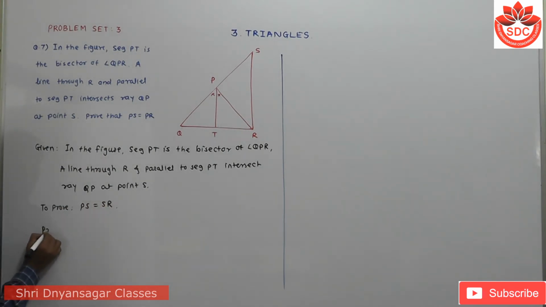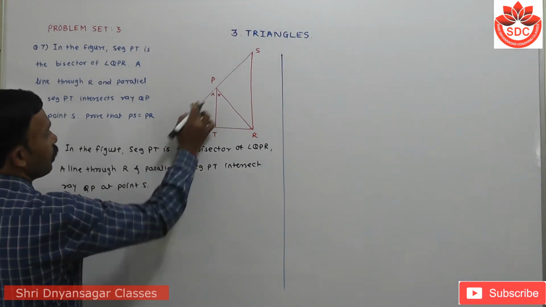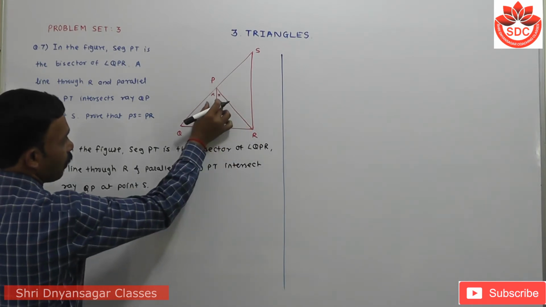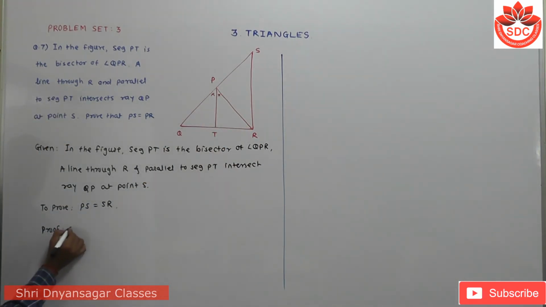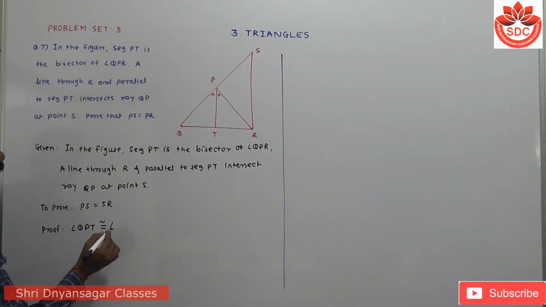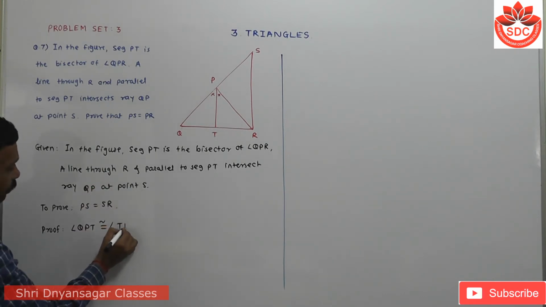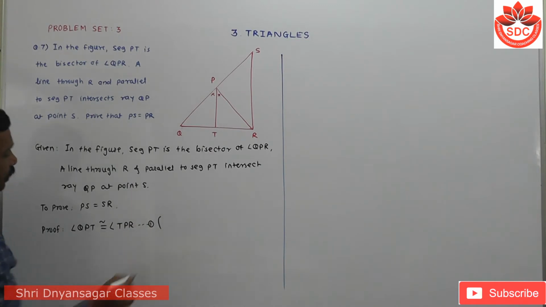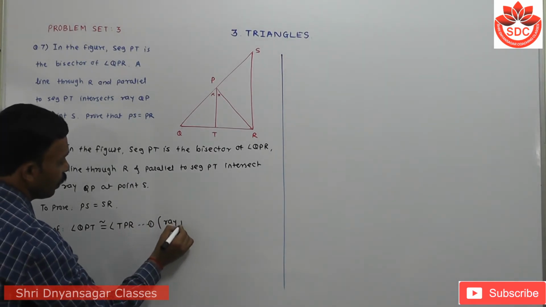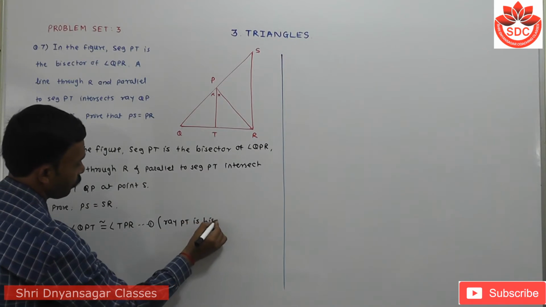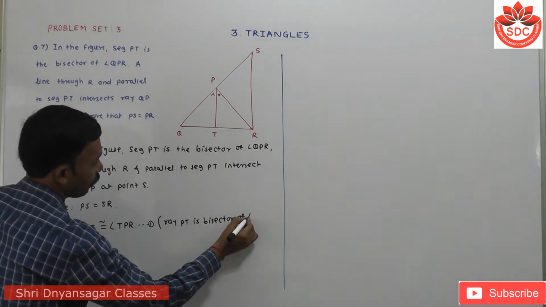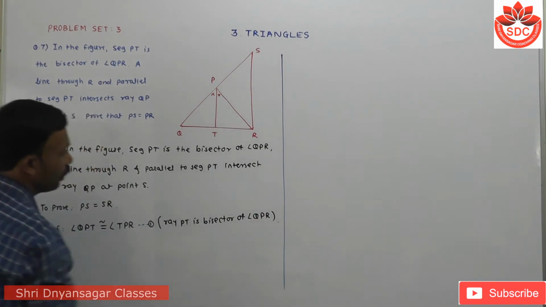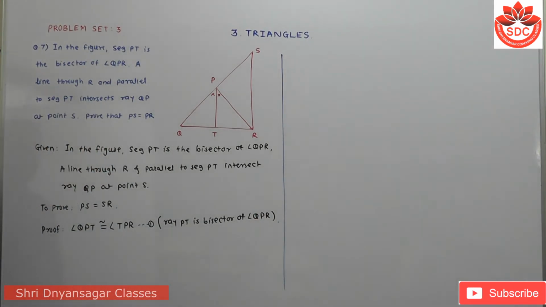For its proof, look at this one. Here, angle QPT and RPT are common because this is the bisector here. So I have to write here angle QPT is congruent with angle TPR. Equation first. The reason is that ray PT is bisector of angle QPR, or also you have to write given.